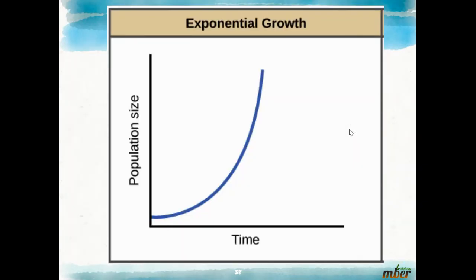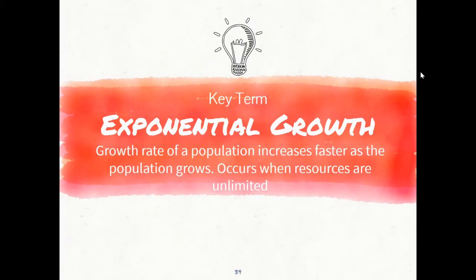So this is something called exponential growth. What that means is there's nothing inhibiting them, right? They can just keep breeding and producing offspring generation after generation because they have plenty of food. They're in a nice, safe environment. This is really unrealistic. It's very rare that an environment allows for this sort of growth. Exponential growth is the growth rate of a population that increases faster as the population grows. This only occurs when resources are unlimited.